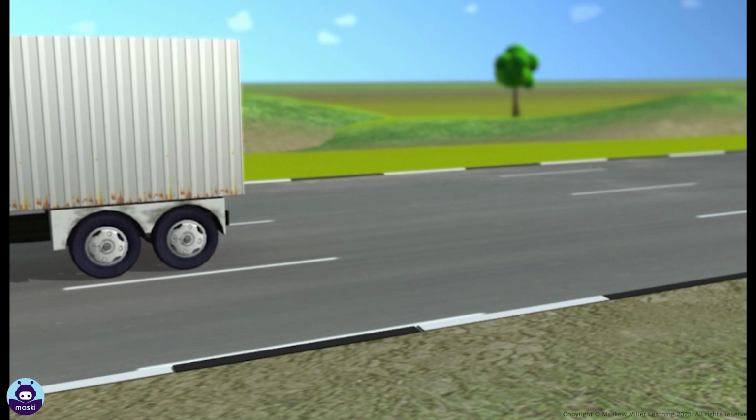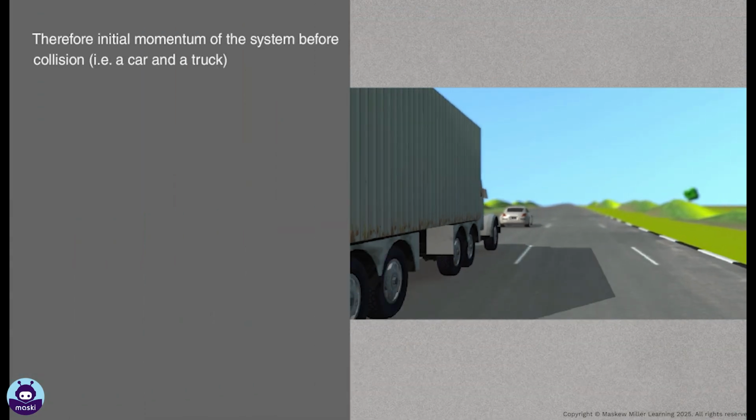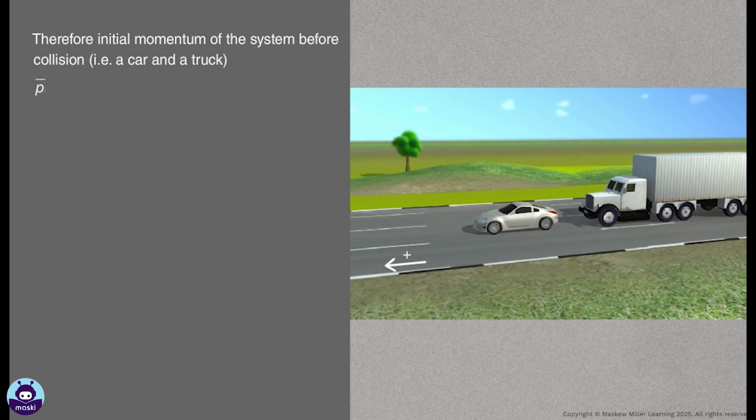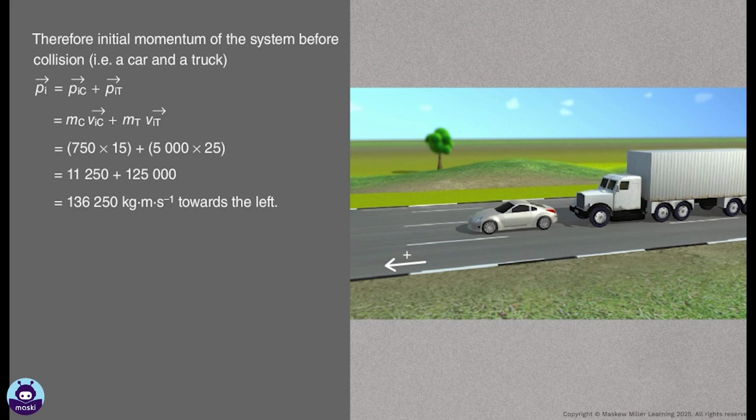We choose the direction to the left as positive. The initial linear momentum of the system before the collision, vector pi equals vector pic plus vector pit, equals 136,250 kilogram meters per second towards the left.